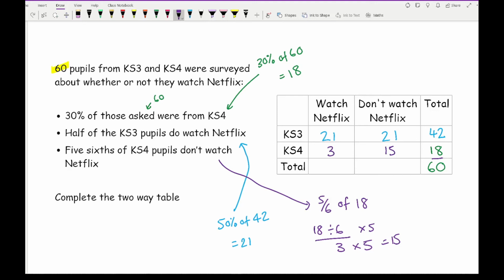So from this, we can then work out the total number of people who watch Netflix and the total who don't watch Netflix, and those two numbers added together should give me a grand total of 60. So 21 plus 3 is 24, and 21 plus 15 is 36, and those two numbers added together does give me 60. So there I've got my completed table.